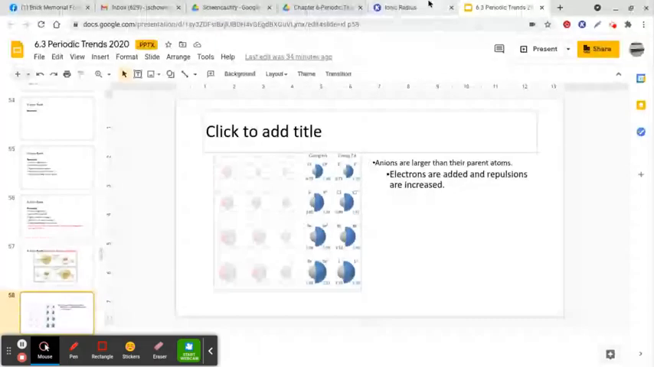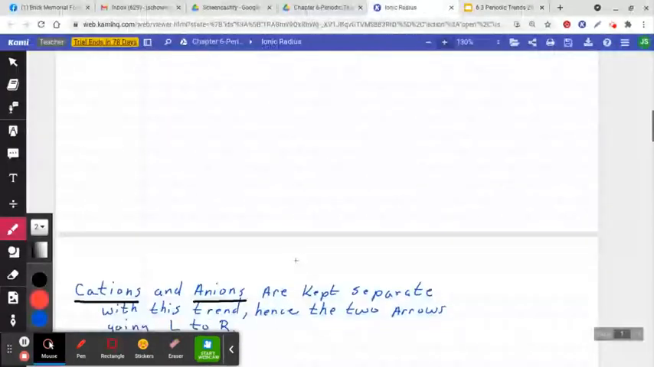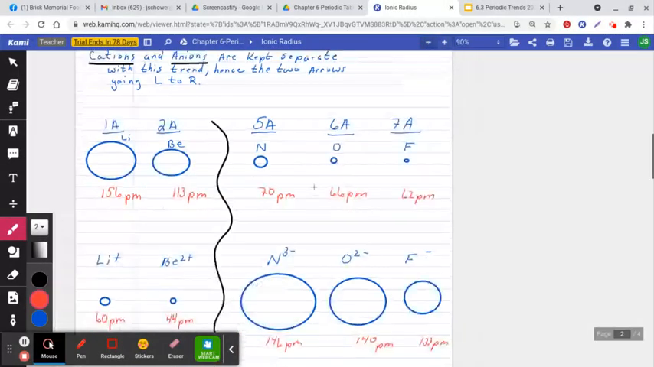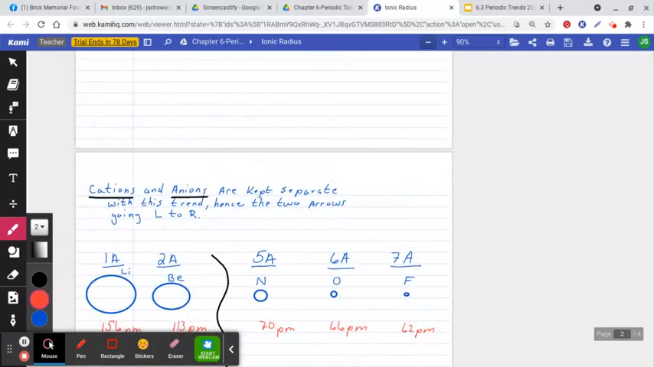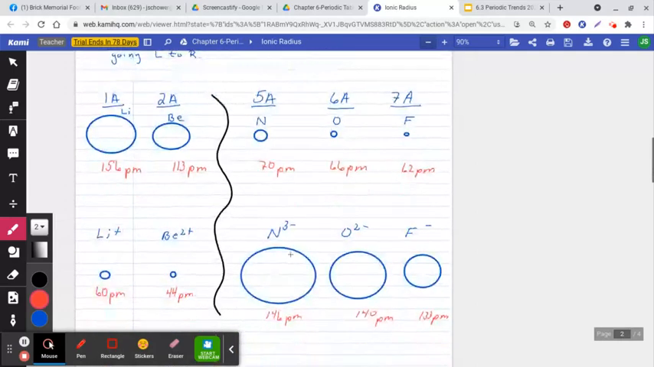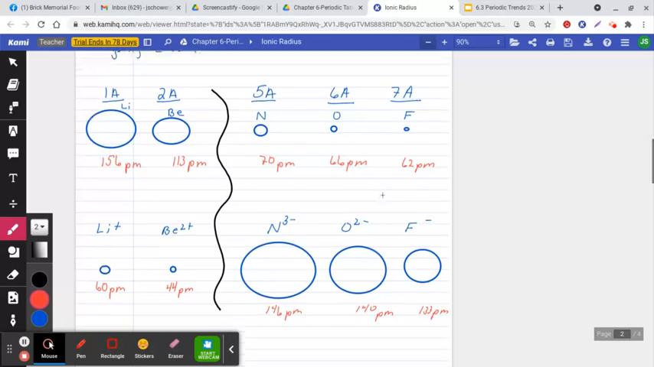Now, there's a general trend that goes along with this. So let's take a look here. Okay. So cations and anions are kept separate with this whole thing. They're a little different because cations shrink in size, anions grow in size, so they're going to be kept separate by this black line. Now, let's look at the general trend going across the periodic table. As you go left to right across the periodic table, the atom generally decreases in size, left to right.